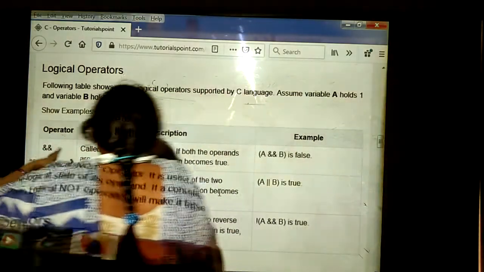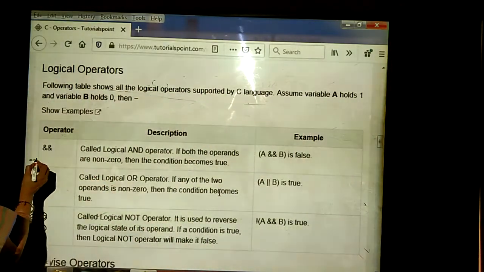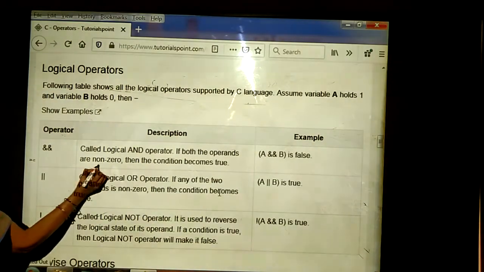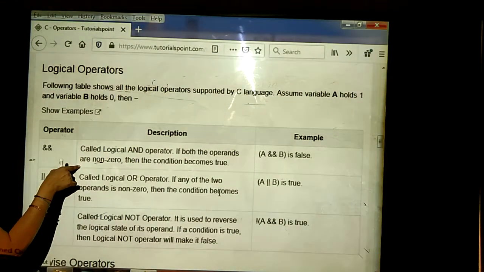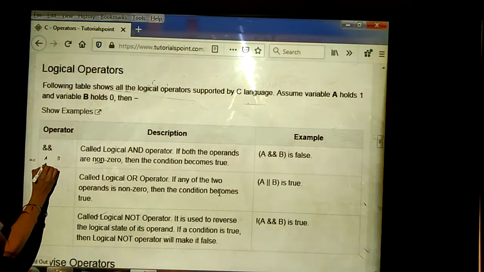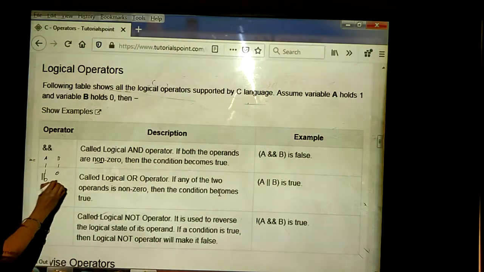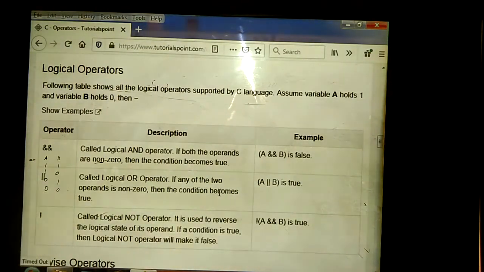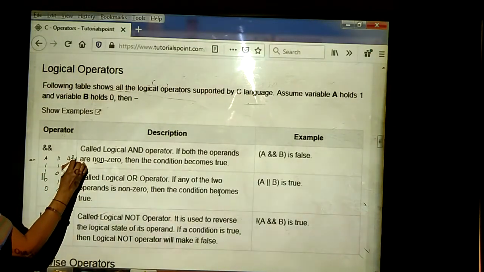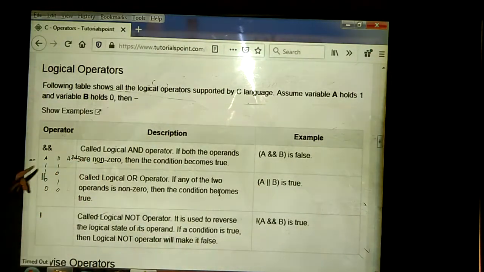Suppose we need to write the AND condition. Here the condition requires both operands to be non-zero. What are the A and B values we are going to use? Suppose 1 and 0, 0 and 1, 0 and 0. Assume that. Then what is the AND condition? We use A double ampersand B.